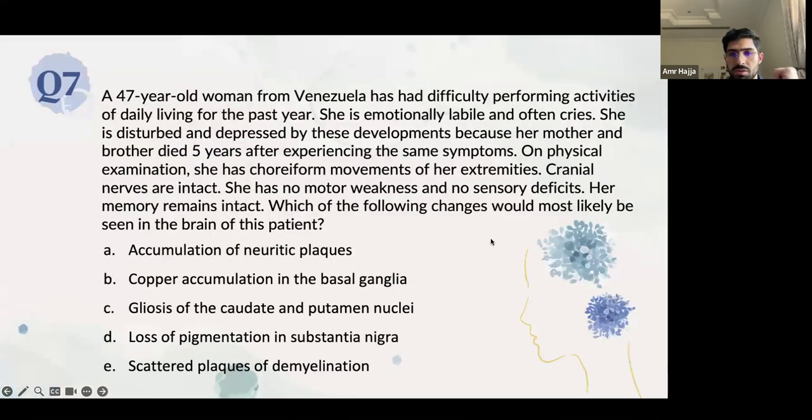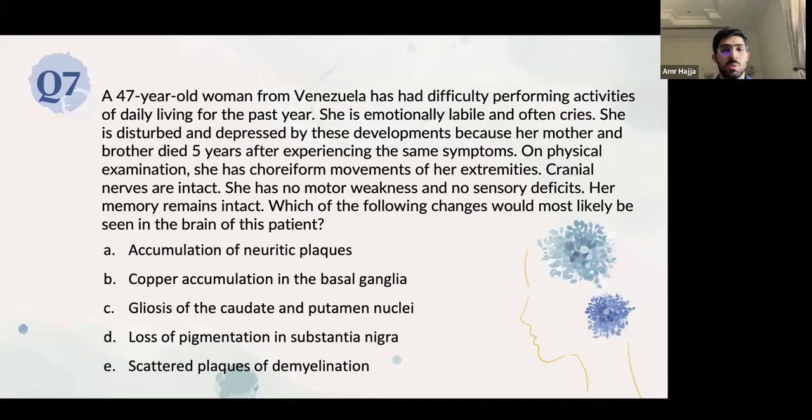So here we have question 7. A 47-year-old woman from Venezuela has had difficulty performing activities of daily living for the past year. She's emotionally labile and often cries. She is disturbed and depressed by these developments because her mother and brother died 5 years after experiencing the same symptoms. On physical examination, she has choreiform movements of her extremities. Cranial nerves are intact. She has no motor weakness and no sensory deficits. Her memory remains intact. Which of the following changes would most likely be seen in the brain of this patient?